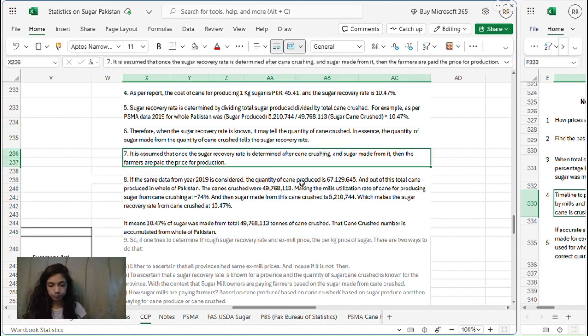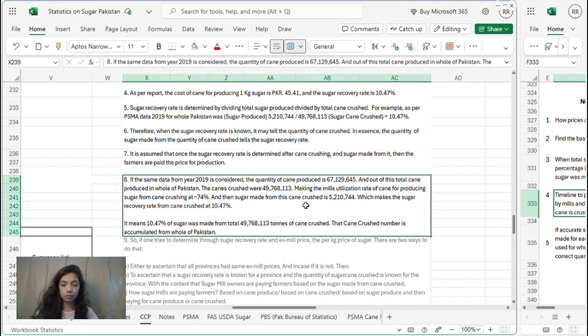And here it is assumed that once the sugar recovery rate is determined after cane crushing and sugar making, the farmers are paid the price for production. Now, I have written this just to understand at what stage farmers are actually paid. When they have sold to the mills, do they get the price then and there, or do the mills purchase the cane, crush it, make the sugar, and then pay the farmers?